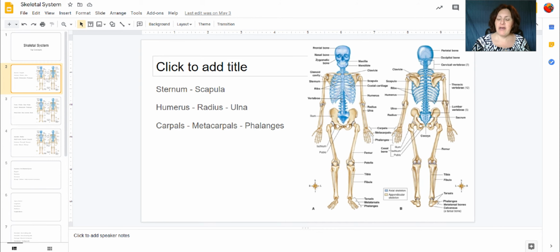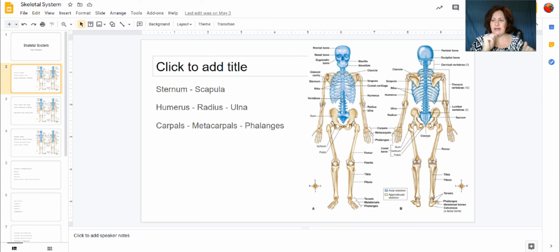Then we have the arm. The humerus, the radius, and the ulna are the arm bones. The carpals are your wrist. The metacarpals are your hand. And the phalanges are the fingers that stick off of the hand. Okay. You have a number of carpal bones. You do not need to know the individual names.